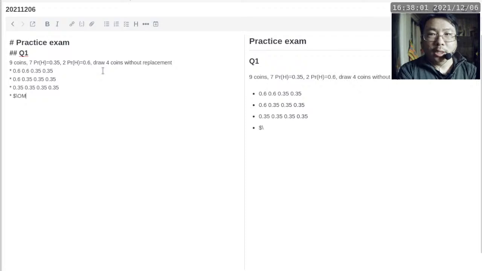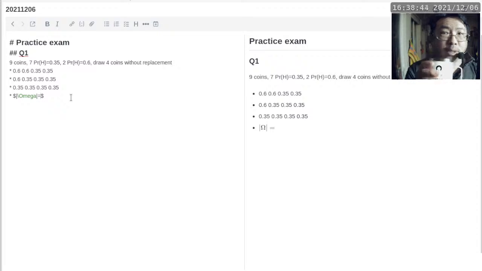Can somebody try to work out what is the cardinality of omega? We don't really care about the actual set of omega. We just want to find out what is the cardinality of this omega here. So what would that be? In other words, how many coins do we have? Of those coins, we have 7 of one kind and 2 of the other kind, and we want to figure out how many ways can we choose 4 coins out of 9?